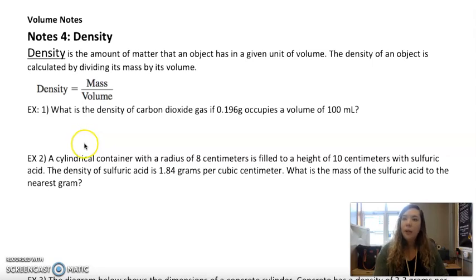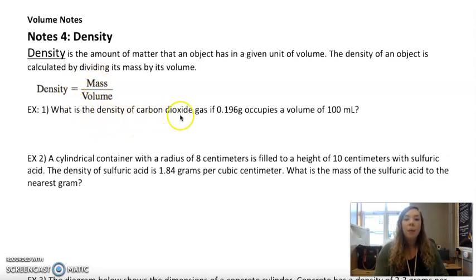All right, so today we're working on section 4 of our notes, which is density and displacement. So this first page will cover density. Density is the amount of matter that an object has in a given unit of volume. The density of an object is calculated by dividing its mass by its volume. So D equals M over V, or DMV sometimes is a mnemonic that helps people remember that. D equals M divided by V.